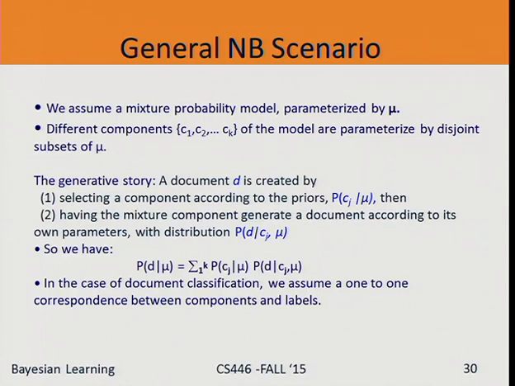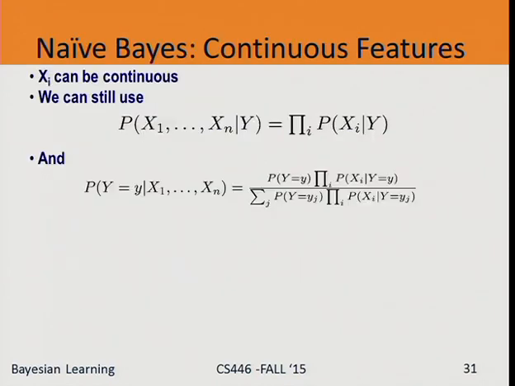So how do we create a document, for example? We first select which component, which label if you want. And once I've selected this, I'm deciding how to generate the document according to this distribution. Overall, what I get is the probability of a document given mu is just this total probability table. So this is one way to think about the naive Bayes scenario.